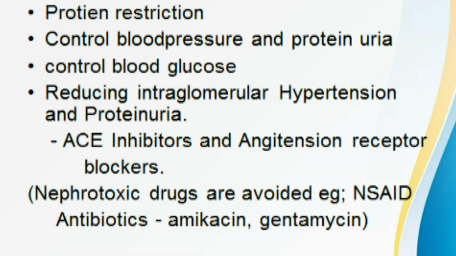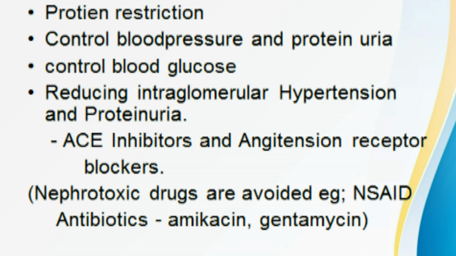So now we have discussed everything about the clinical features, and last but not least is treatment. As we do for every pathology, first should be conservative and then surgical. For conservative, first of all, it is protein restriction, controlling blood pressure and proteinuria, and then controlling blood glucose. Reducing intraglomerular hypertension is very important because this increases the cascade which causes chronic kidney disease. And we even have to protect the remaining viable nephrons.